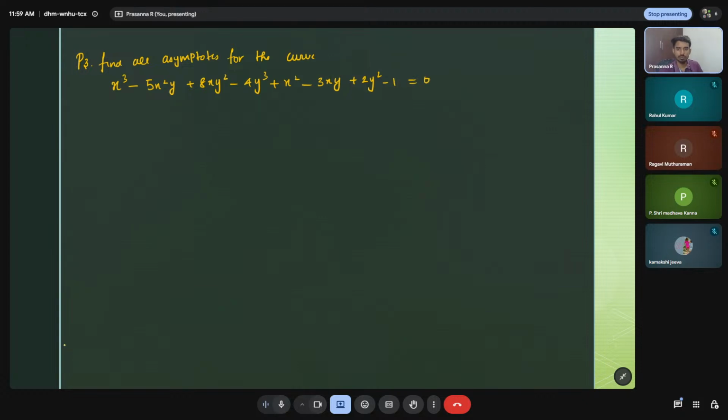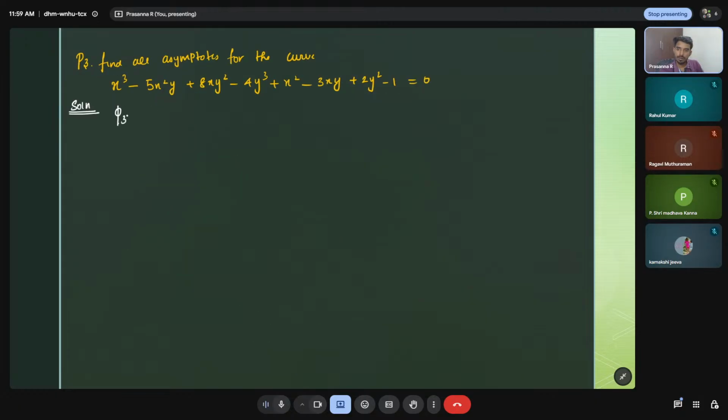Directly we will find oblique asymptotes, right? Because the highest degree of x is 1, and 1 equal to 0 is not possible. The highest degree of y has coefficient minus 4, and minus 4 equal to 0 is not possible. Again, there are no vertical asymptotes and no horizontal asymptotes. Directly we will find all oblique asymptotes.